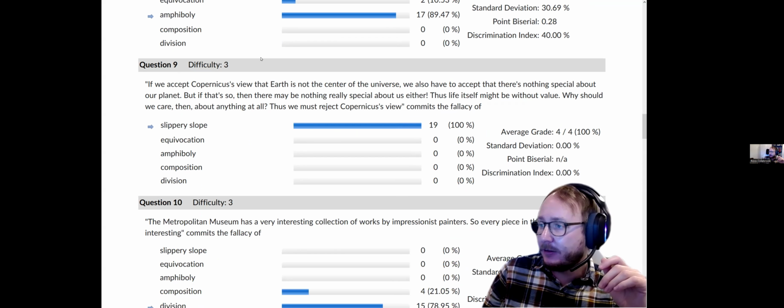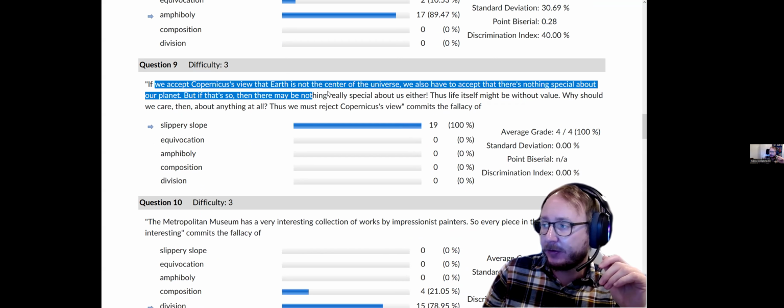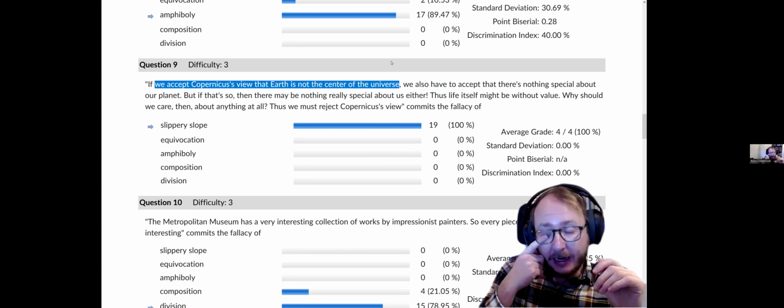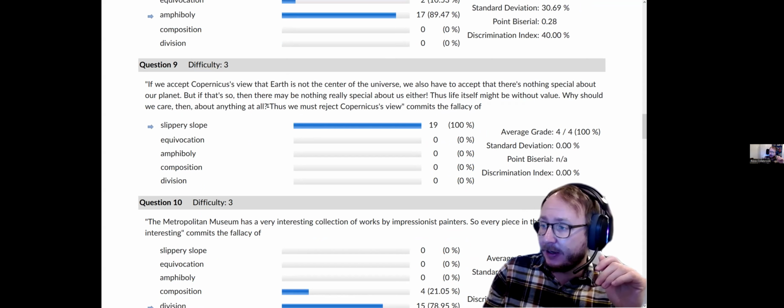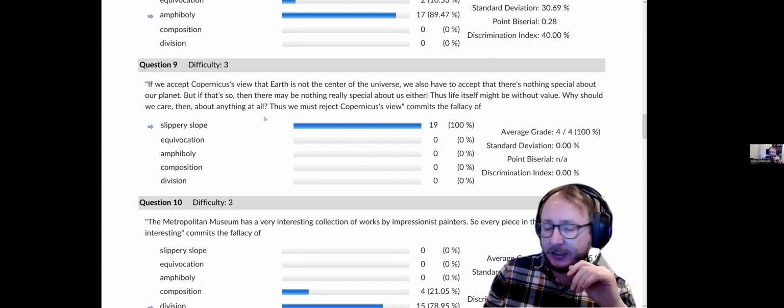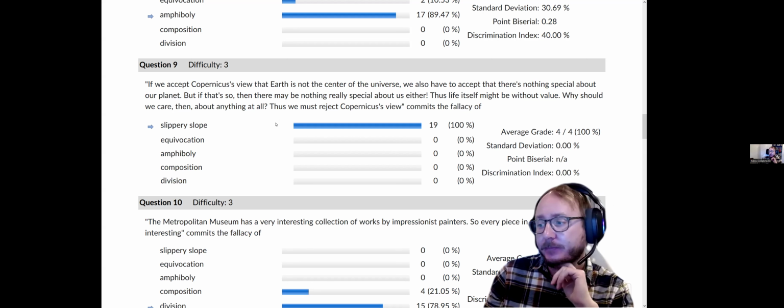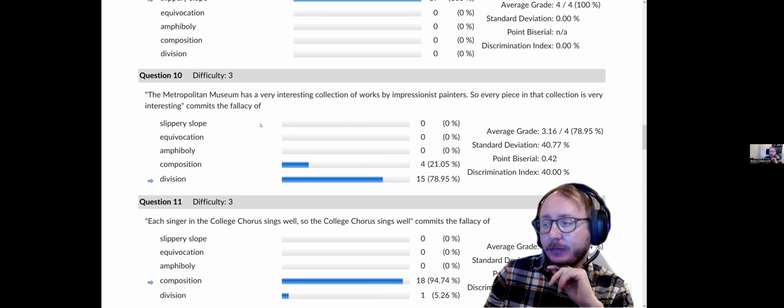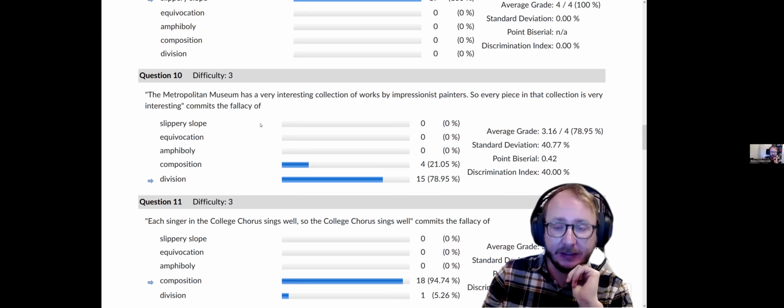Question 9. So this is another slippery slope. Here we're just accepting this particular view about the structure of the solar system, and then we draw this conclusion about life being without value. Not enough reason to believe that these things are logically or causally connected. That each of these steps is logically or causally connected, I should say.